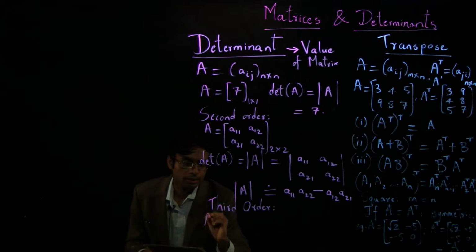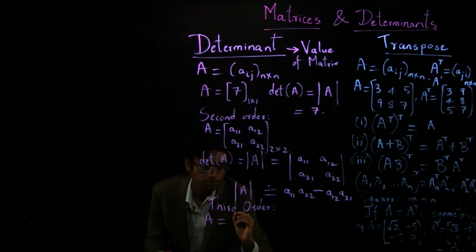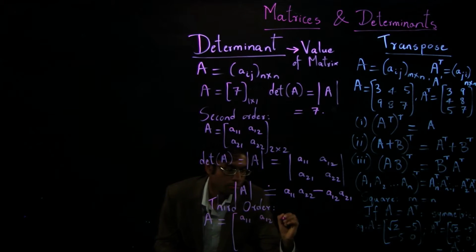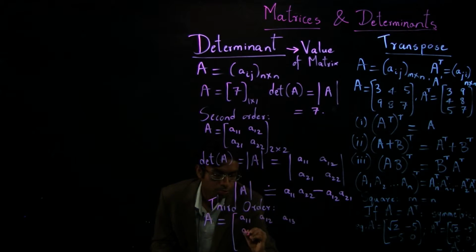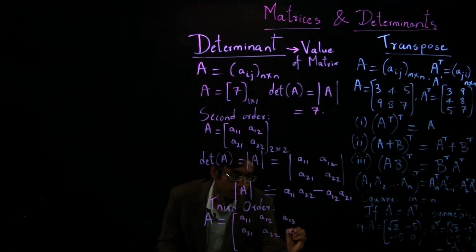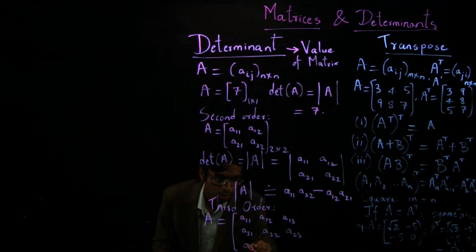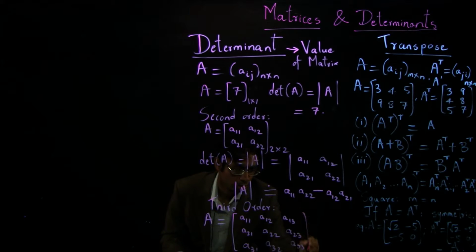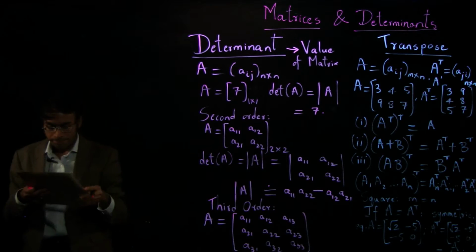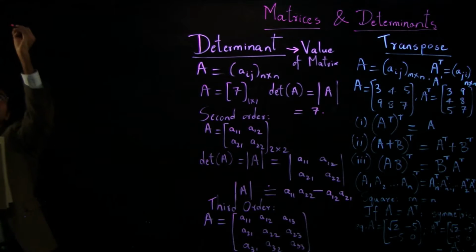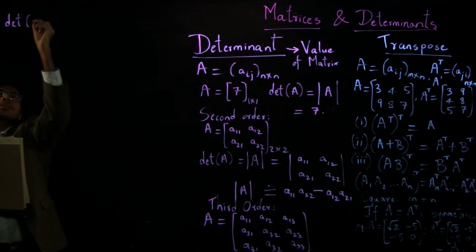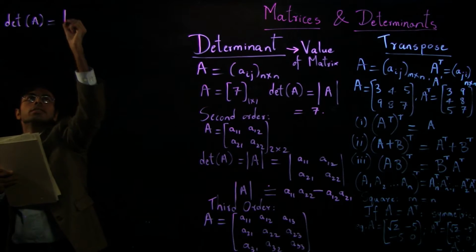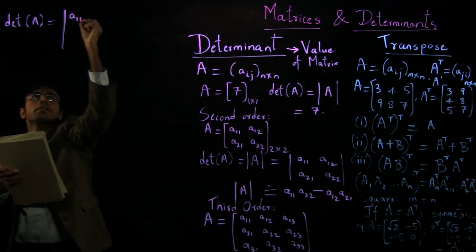So the general case would be A equals, this is a big thing to write, A11, A12, A13, A21, A22, A23, A31, A32, A33. And continuing on this side, the way you calculate the third order determinant is interesting. You write it as this form.